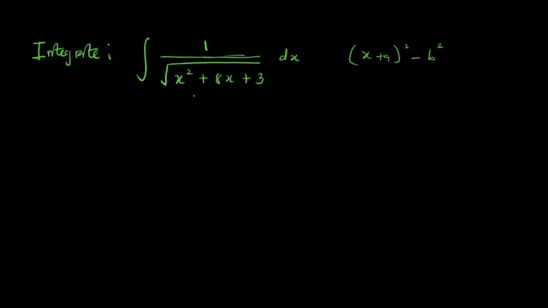So for you to achieve something like this, you need to use the completing the square method, where we say square half of the coefficient of x, and the coefficient of x here is 8. So squaring half the coefficient of x, which is 8, is something like 8 over 2 all squared, which will give us 4 squared, which is obviously 16.